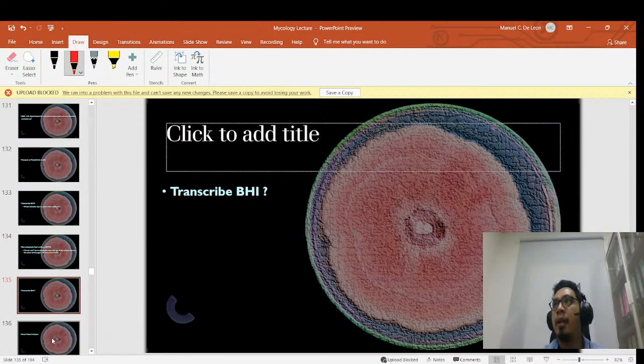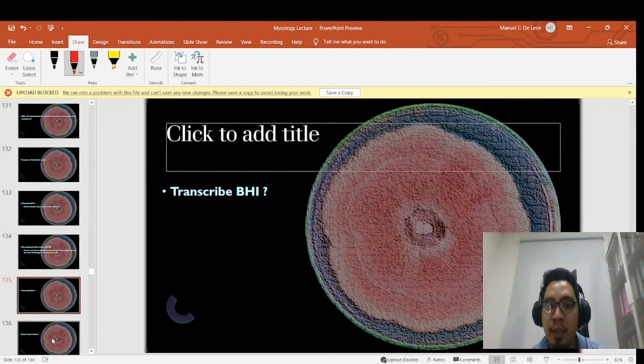What are the dermatophytes again? Just review before we move on with that discussion tomorrow. We have Epidermophyton, Trichophyton, and Microsporum. But we're going to discuss them further tomorrow.